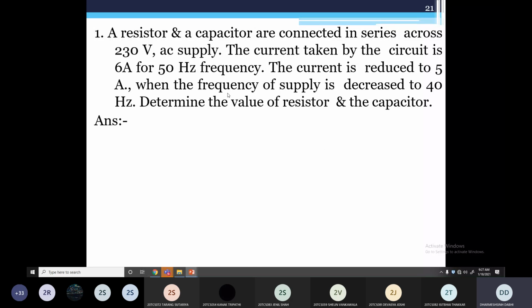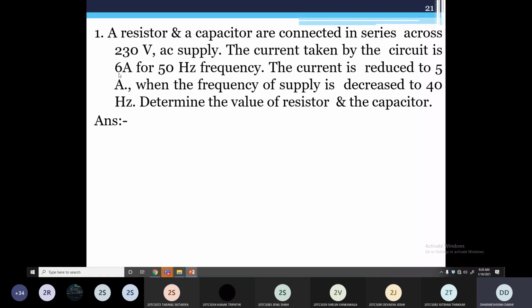First, write down the given data. What is given? Supply voltage is given as 230 volts. Current taken by the circuit is 6 ampere. Frequency is given as 50 Hz. Then it says that the current is reduced to 5 ampere when the frequency of the supply is decreased to 40 Hz. It means two currents and two frequencies are given.